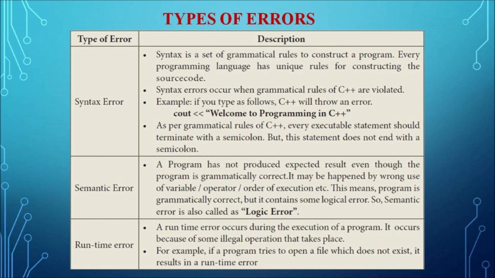The third type is runtime error. A runtime error occurs only during the execution of a program. It occurs because of some illegal operation that takes place during execution. For example, if a program tries to open a file which does not exist, that is a runtime error. So these are the three common types of error classified in C++.